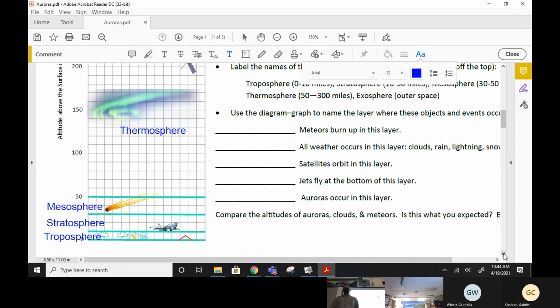Then label the layer where satellites orbit. Name the layer where jets fly. It's actually at the bottom of this layer. And then, of course, name the layer where we have auroras.